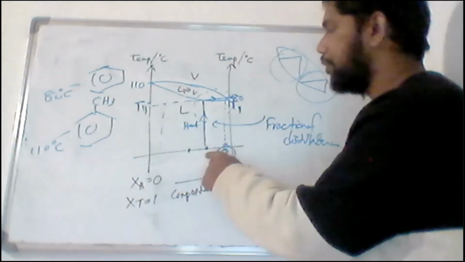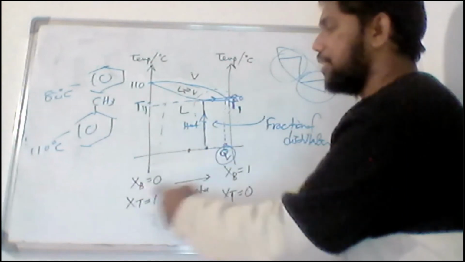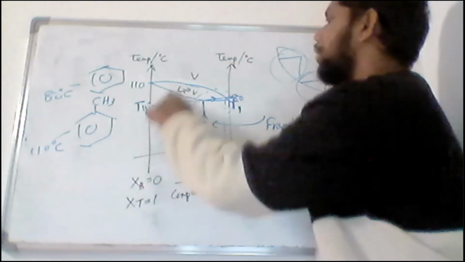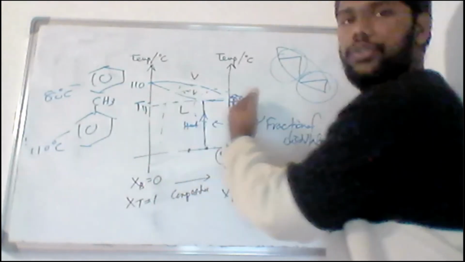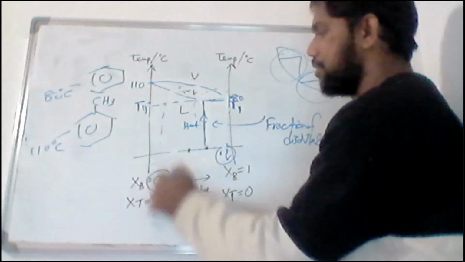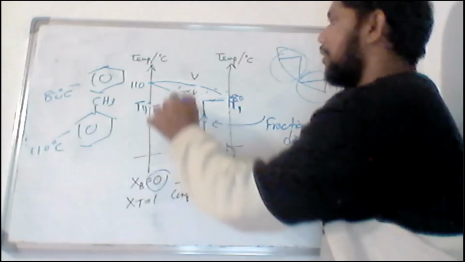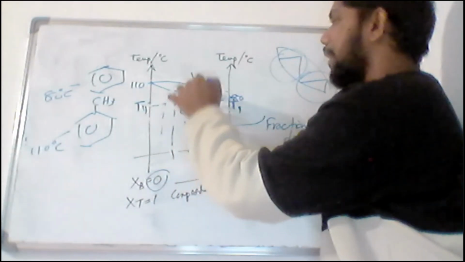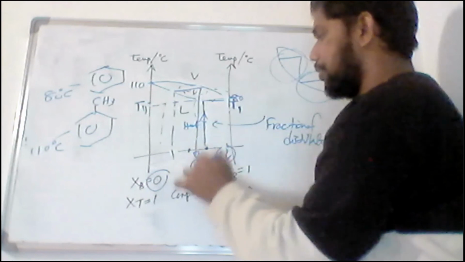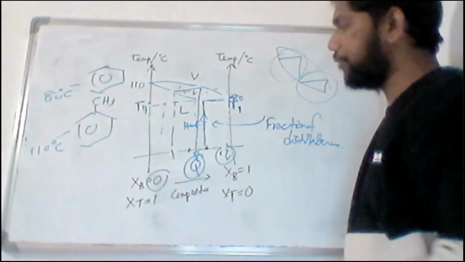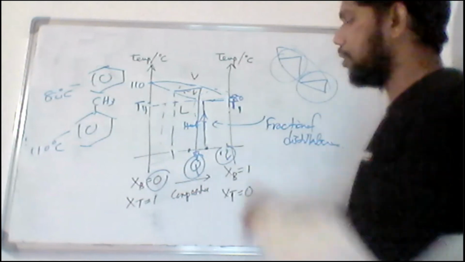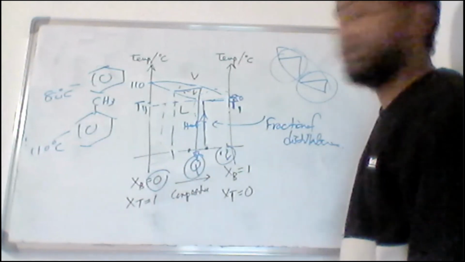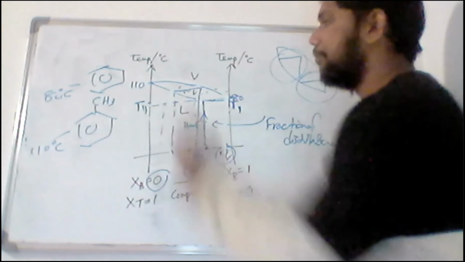In fact, we should have started from here because benzene 30% is here. So here, here, here, here. This is how it should go, right? Because here it is 0, so 30% is here. You heat it, equilibrate, you condense. So here it should be the Q. Because here it was 70% of benzene. But in the question it says 30% of benzene, so it should start from here.